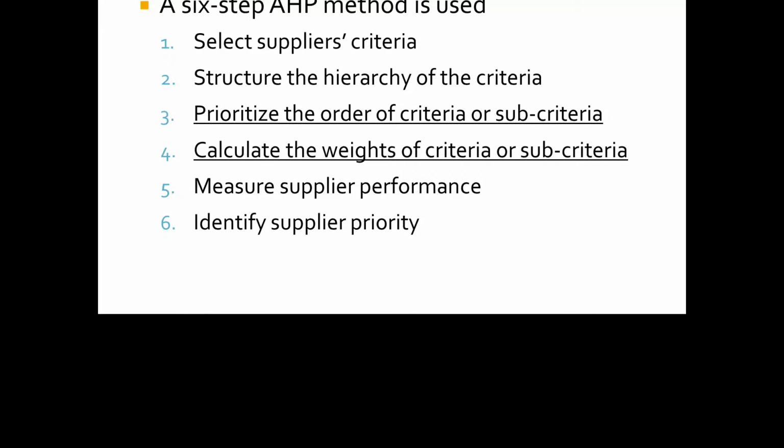The same 6-step AHP method is used, which is selecting supplier criteria, structuring the hierarchy, prioritizing the order of criteria or subcriteria, calculating the weights of the criteria or subcriteria, measuring supplier performance, and identifying supplier priority. As you see underlined on the screen, the only two things that are done differently are step number 3 and number 4, prioritizing the order of the criteria and calculating the weights of the criteria. These are done using the voting process.